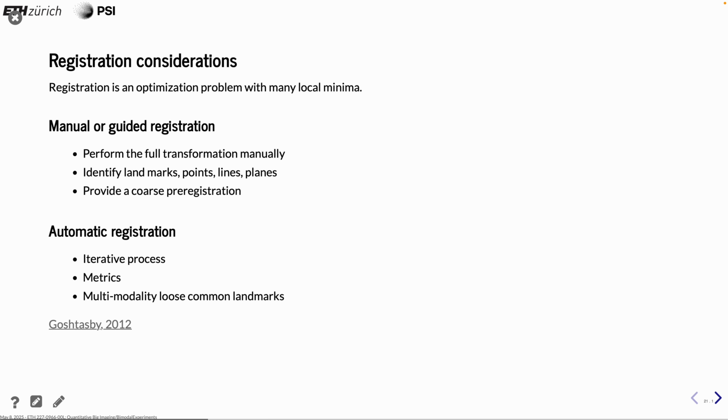The first option is, of course, that you can do it fully manually. There you will probably lose some precision, but what you can also do is guide and identify landmarks, points, lines, planes, etc., and in that way provide a coarse pre-registration. Then afterwards you go into the automatic registration, which includes the iterative process of moving the images towards each other. Here we again need to look into the metrics that we use, and also think about that in the multimodality framework we may lose some of these landmarks that you could identify in one modality. So you have to watch out that you really have landmarks that are matching between the two modalities.